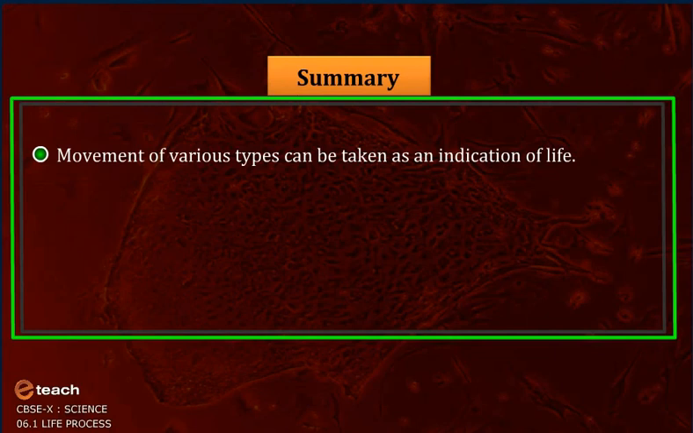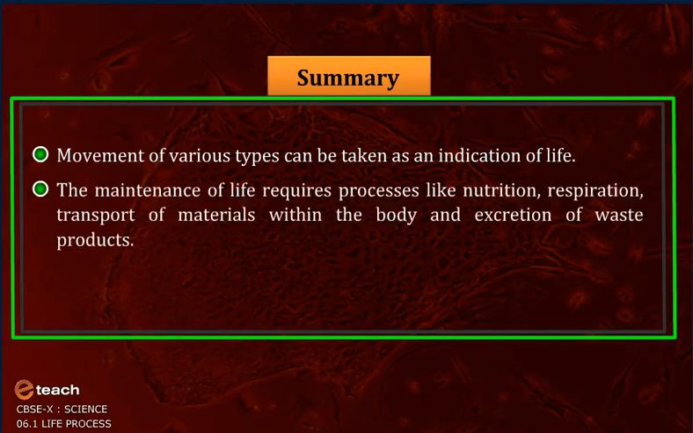Now, summary. Movement of various types can be taken as an indication of life. The maintenance of life requires processes like nutrition, respiration, transport of materials within the body, and excretion of waste products.